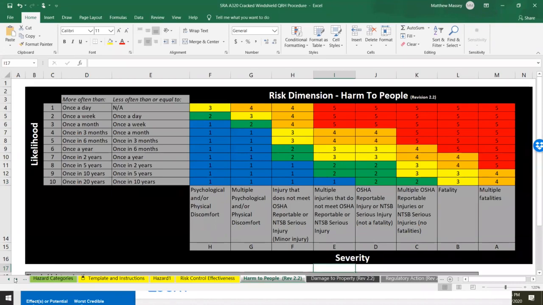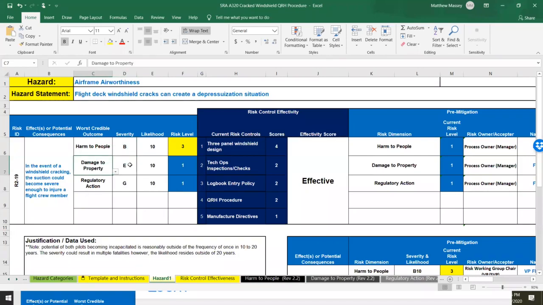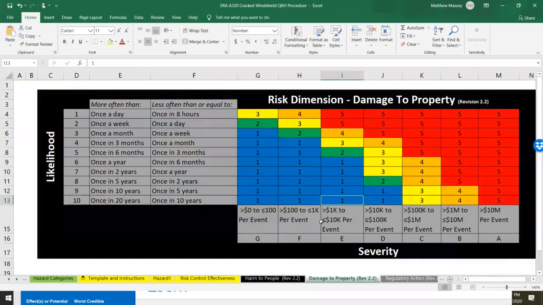There we go. So if we then go back to our hazard, and they've done damage to property, and they've listed it as an E10. So we look at that matrix. An E10, they said it's $1,000 to maybe $10,000. And the reason they're saying that is they've talked to their maintenance team, and their maintenance team said, hey, to replace a windshield, it's going to be less than $10,000. So that's how they got to the severity on the damage to the property. And then on the side, you'll see where they're saying, again, we don't think that's going to happen, very likely. So the worst case scenario here is you have a D10.